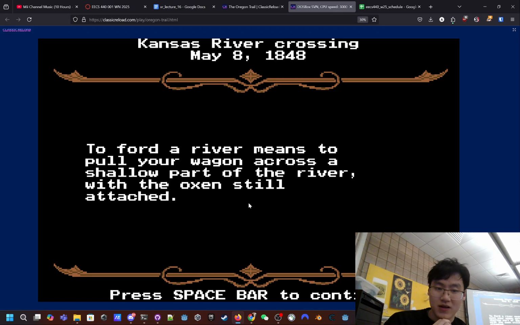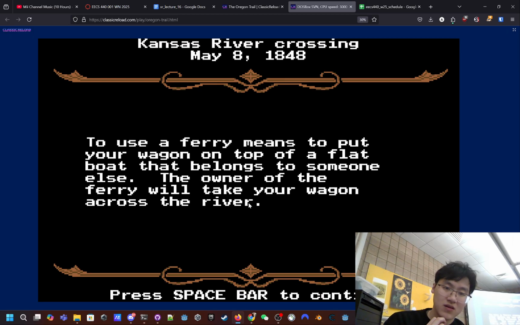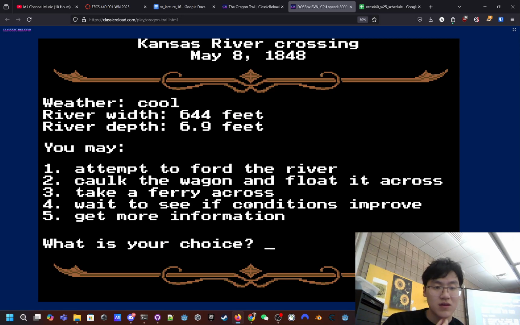To ford the river. Oh okay. It means to seal it so that no river can get in. The wagon can then float across like a boat. To use the ferry means to put. Oh, okay. That belongs to someone else. The owner will take your wagon across the river. It didn't say how much for the ferry. I think it'll tell you.